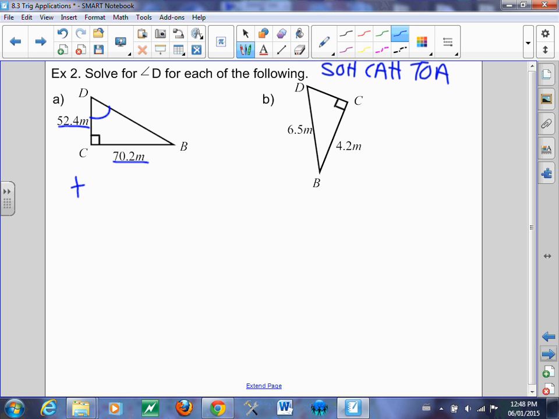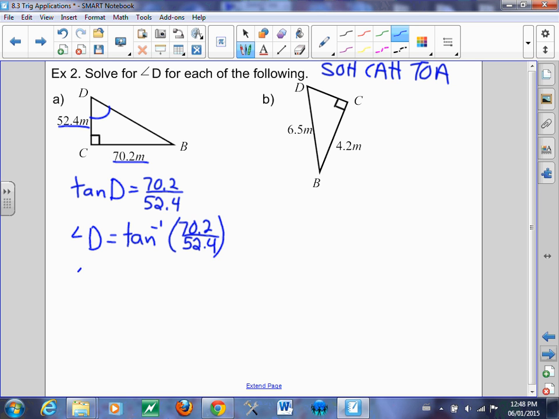So you're going to go tan of D, because we don't know what D is, that's what we're trying to find, equals the opposite, which is 70.2, divided by the adjacent, which is 52.4. Okay, to find your angle, remember you got to use the inverse function. So we're going to go tan inverse of this ratio. Plug it in your calculator, ladies and gentlemen, and you should get 53 degrees. Please make sure that you're practicing actually plugging these in.